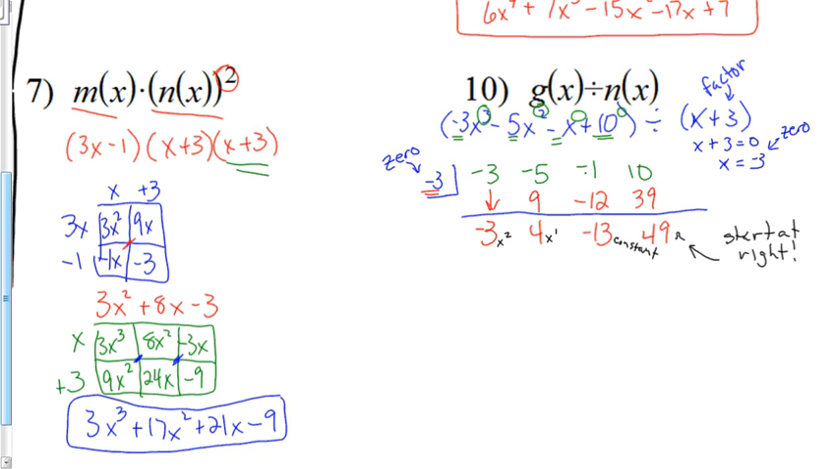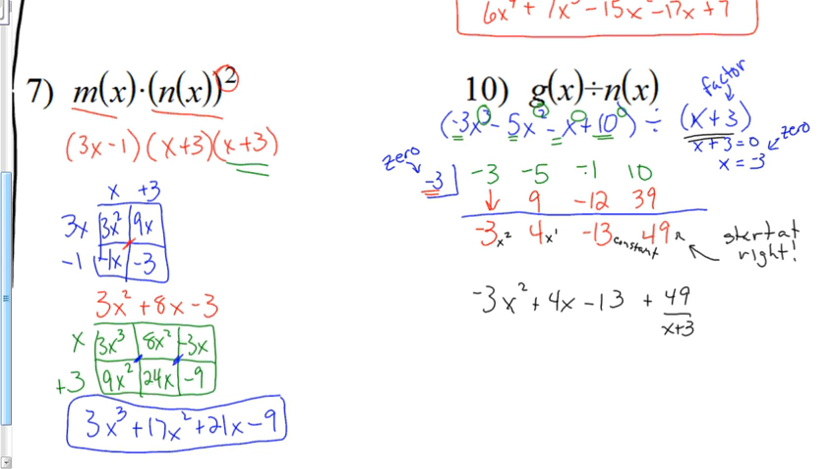So our answer is 3x squared plus 4x minus 13, that's our constant, and then the remainder gets written plus 49, because it's a positive 49, over the x plus 3, and that x plus 3 came from right there. Okay, so there was all of the operations.